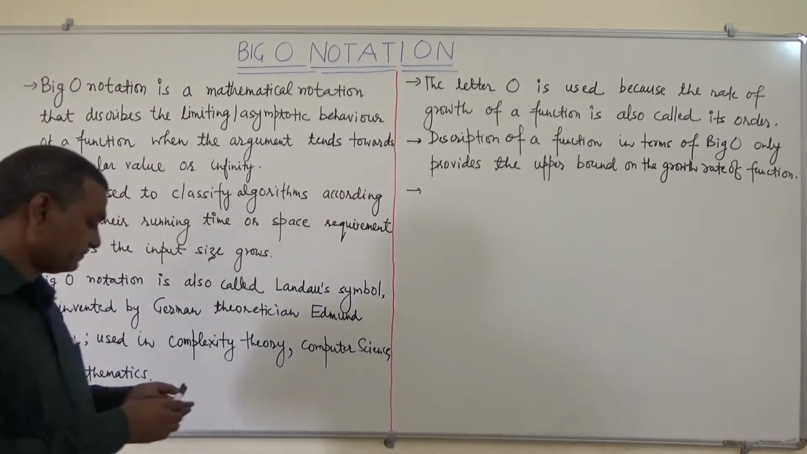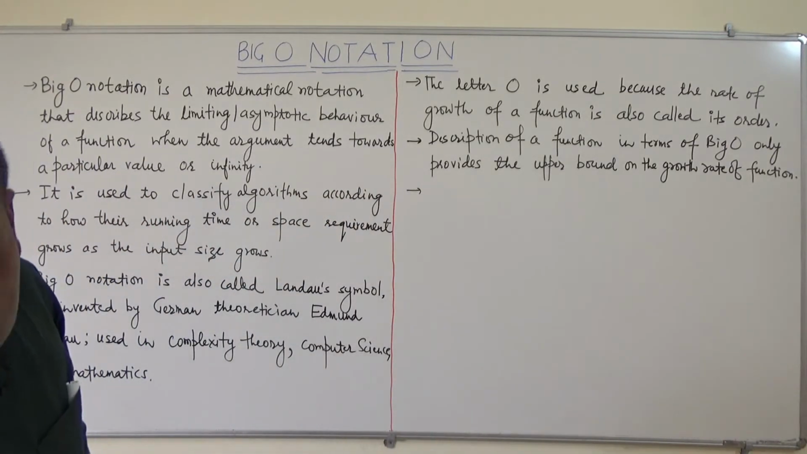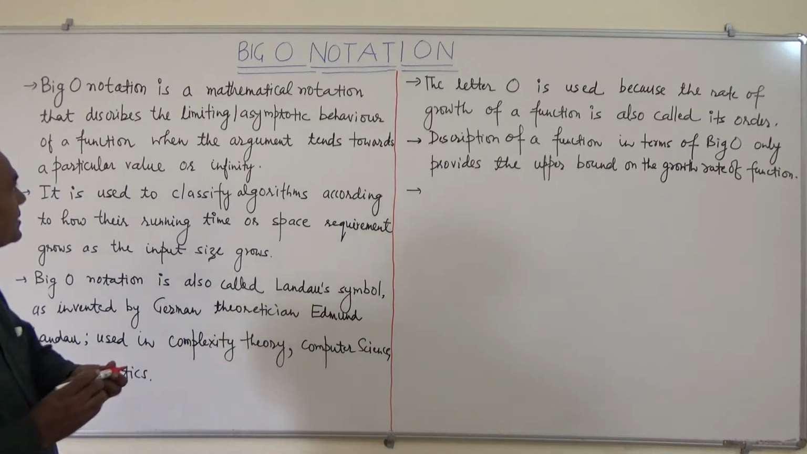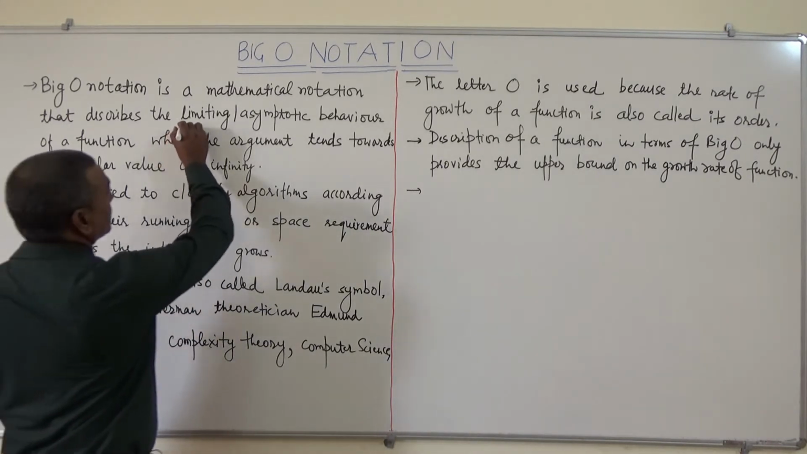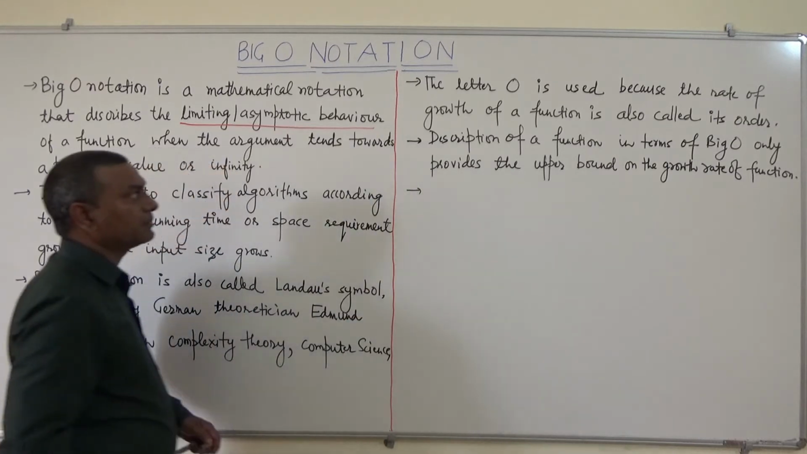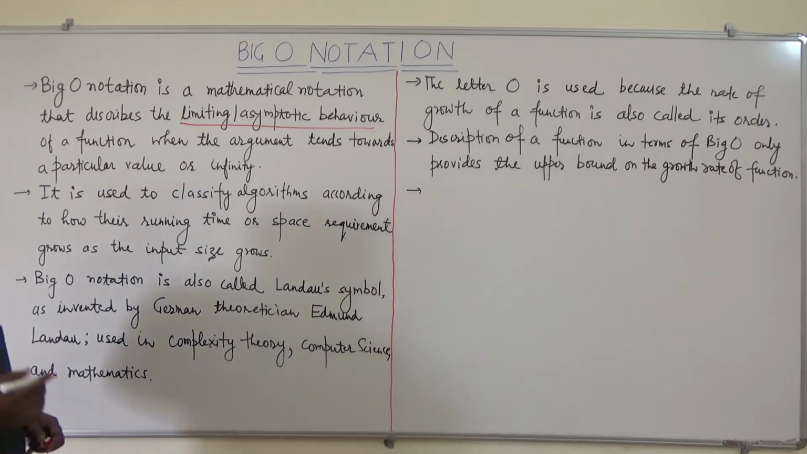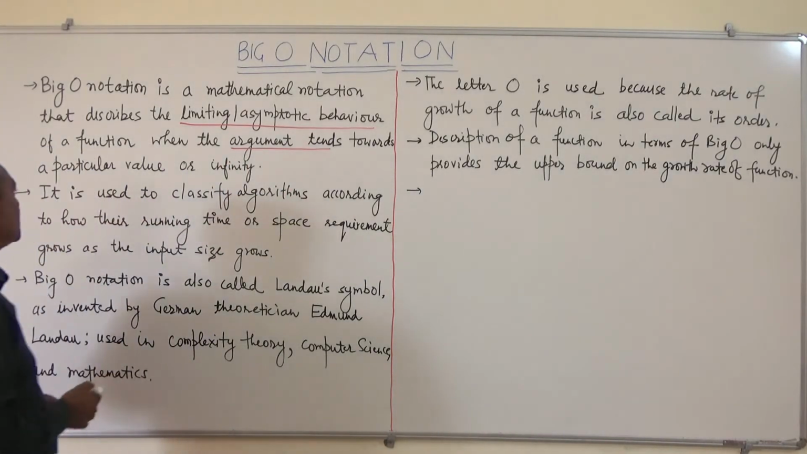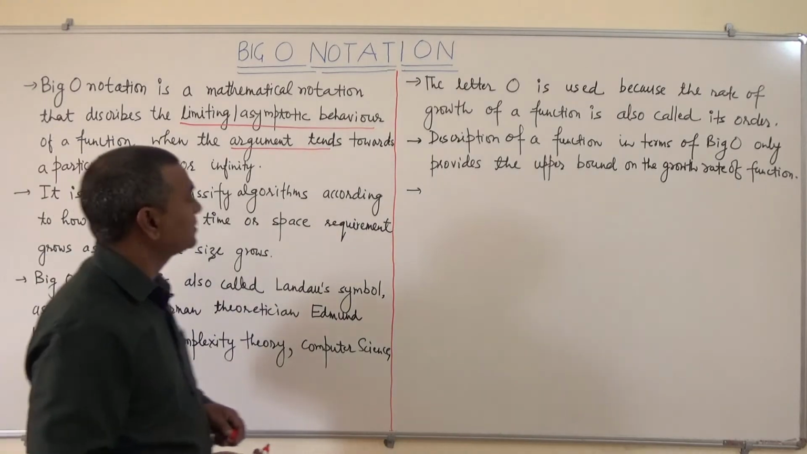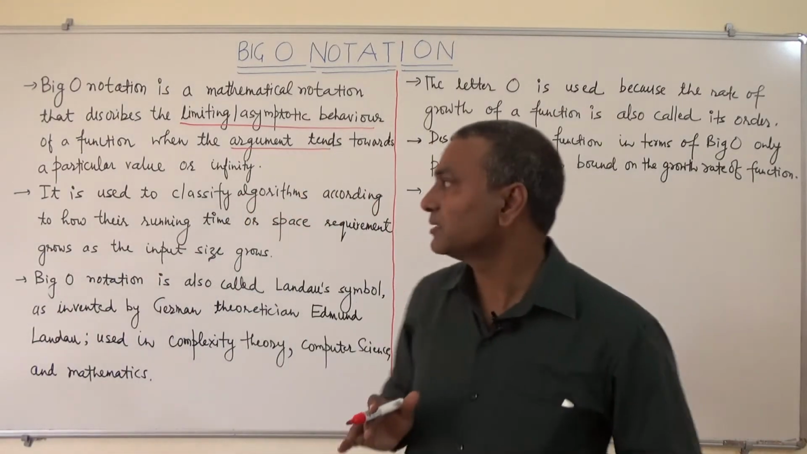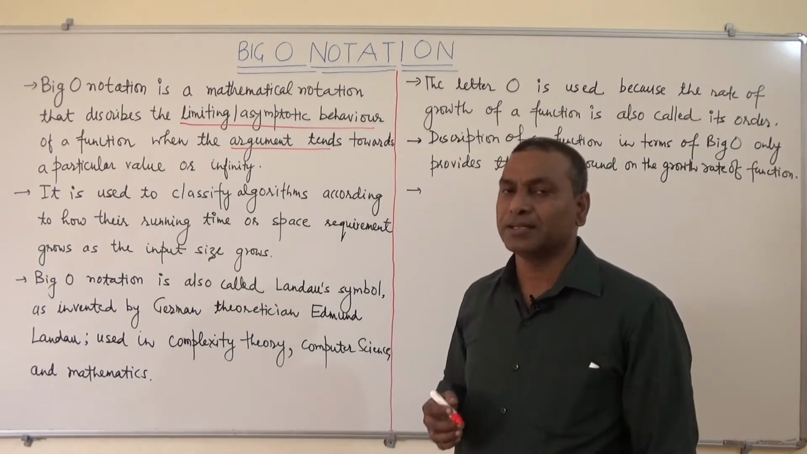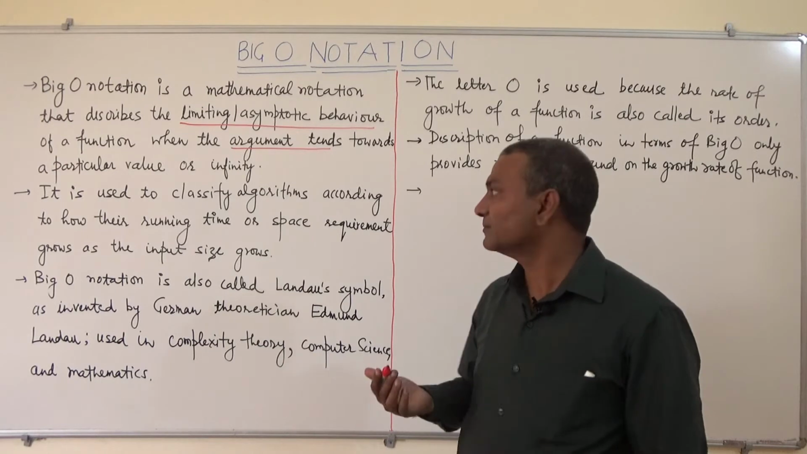Big O notation is a mathematical notation that describes the limiting or asymptotic behavior of a function when the argument tends towards a particular value or infinity. So basically this big O notation is a mathematical notation that gives the asymptotic behavior of any function.